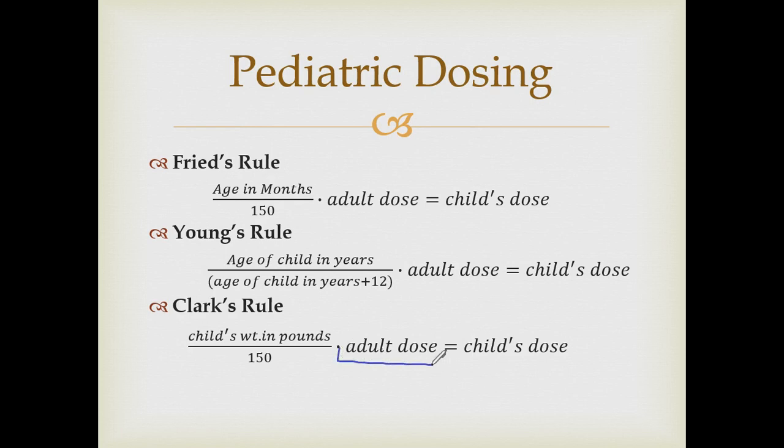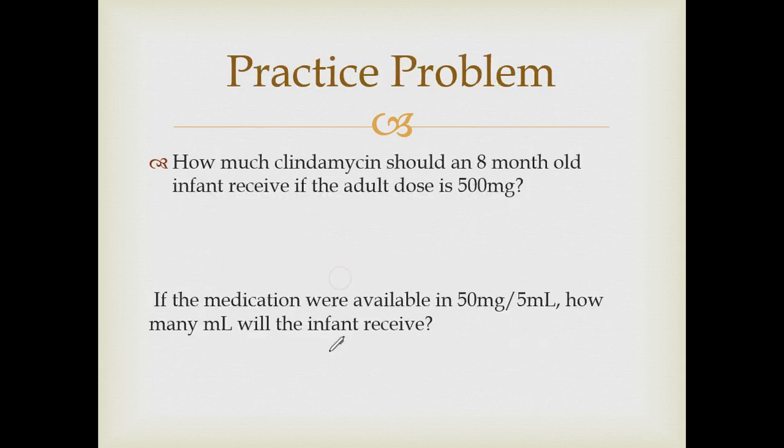All three rules are based on an adult dose. These are the only three rules in pharmaceutical calculations that are based on an adult dose. So if the problem is giving you an adult dose in combination with a patient's age or a patient's weight, you're going to use one of these three rules. Now let's take a look at some examples of these.